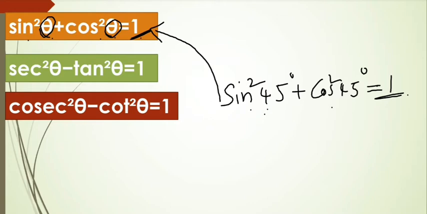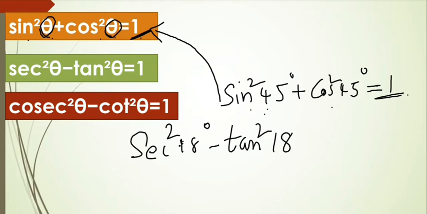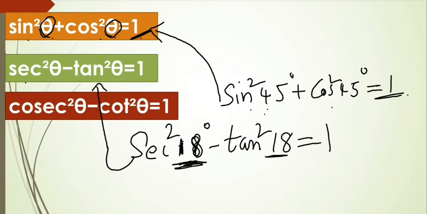Okay. Similarly, here if they ask secant square 18 degrees minus tan square 18 degrees, what is the value of this trigonometric expression? We don't know the value of 18 degrees, but there is no need to do the whole problem, because this is in the format of the second identity. Secant square theta minus tan square theta, where theta here is 18 degrees. So we get the answer as 1. No need to do the total problem because this is in this identity format. So compulsorily we get the answer as 1.